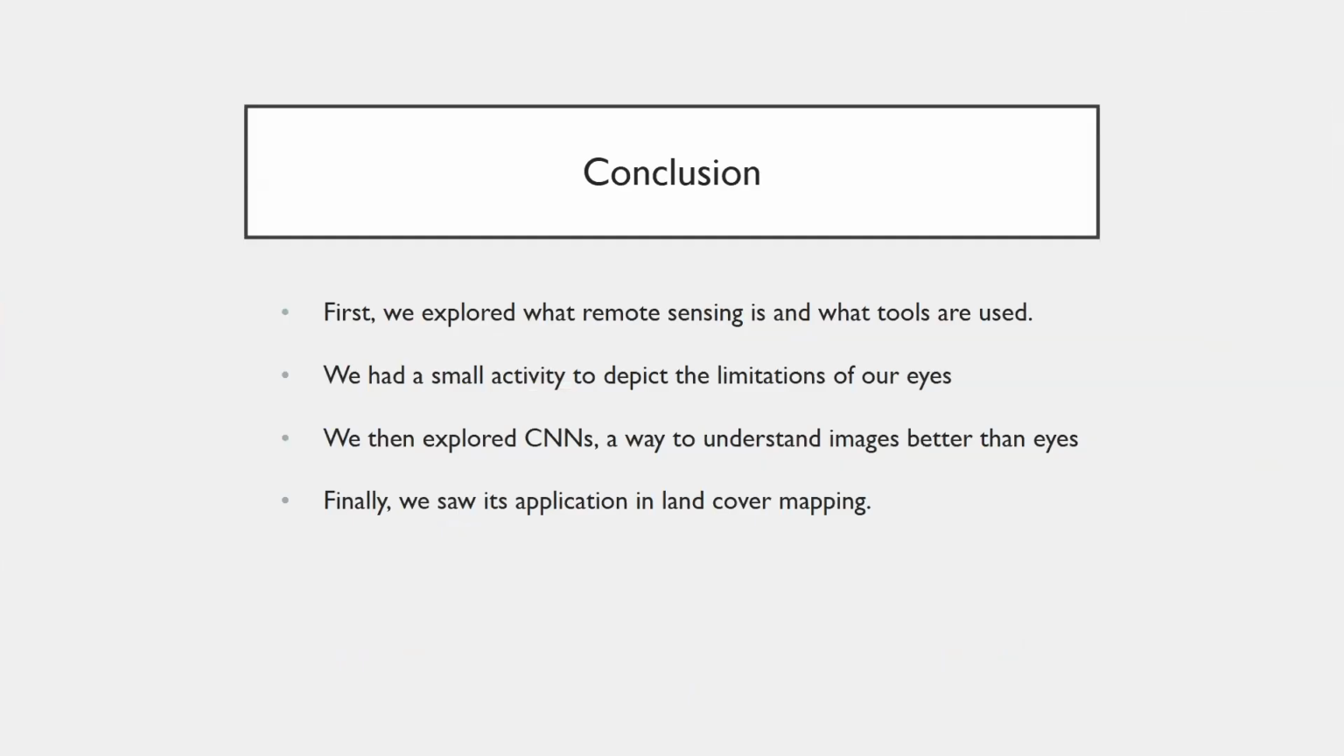So first, we explored what remote sensing is, and then we had a small activity to depict the limitations of our eyes. Our eyes can only do so much. And then we explored what CNNs were, as they are a way to go beyond and understand images better than what our eyes can process. And then we saw how CNNs are applied in land cover mapping. And we saw that using these satellite images and the amounts of data for training, we can get better results than what is considered the gold standard at this point.